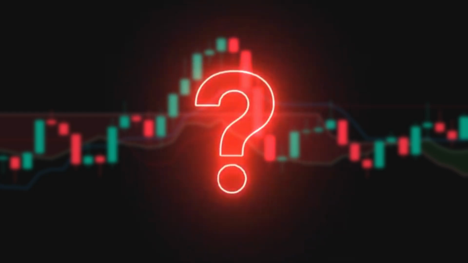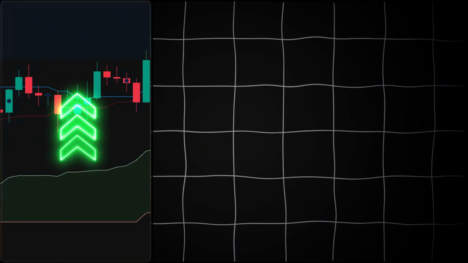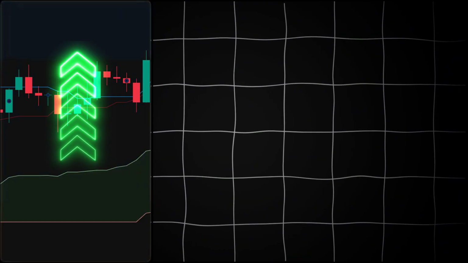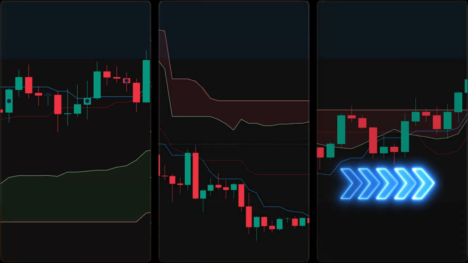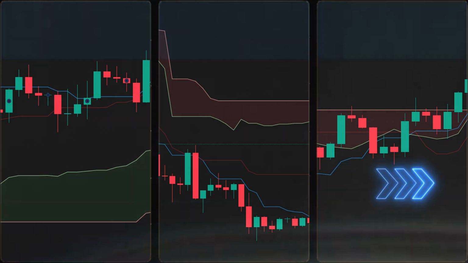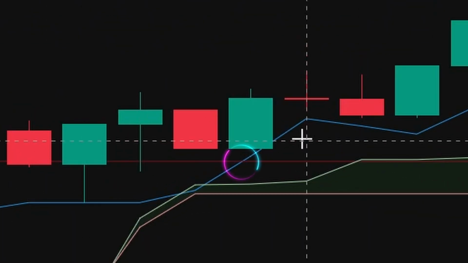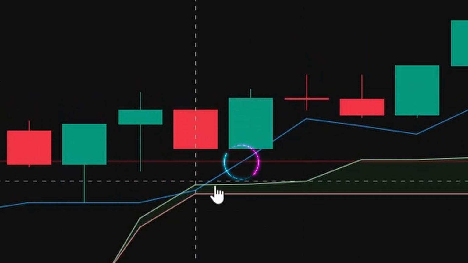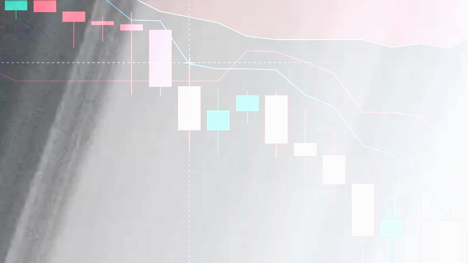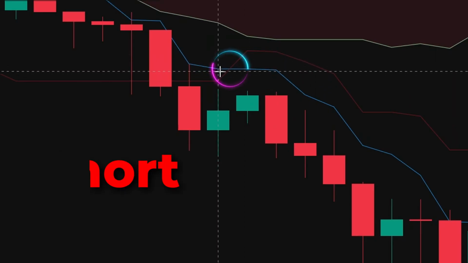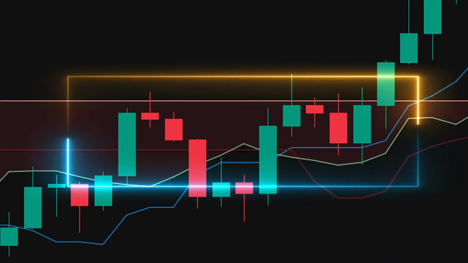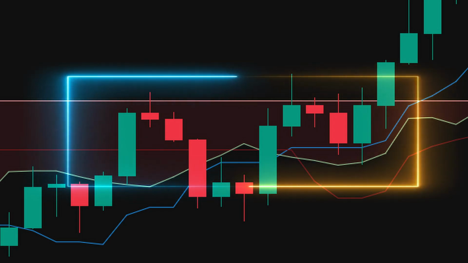Here's how to use it as a filter. Price above the cloud? Only look for buys. Price below the cloud? Only consider sells. Price inside the cloud? Chill out, it's a range, don't trade. For example, if the lines cross upward and the price is above the cloud, that's a green light for a long trade. If the lines cross downward and the price is below a red cloud, go short. If the price is in the cloud, ignore the crossover, it's probably a fake out.